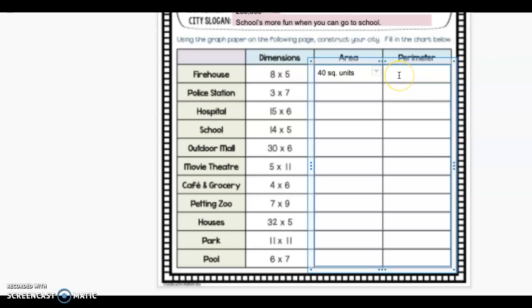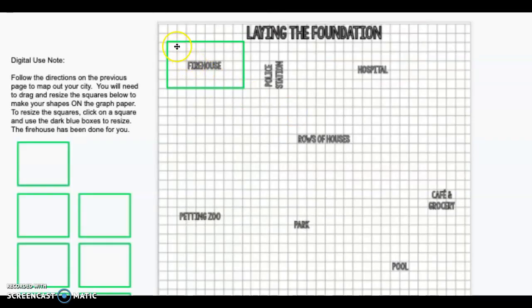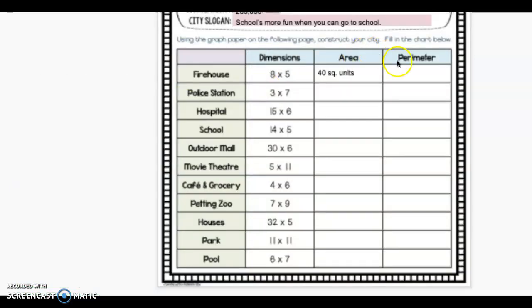So what is the perimeter? Well, let's go back down and take a look at that. I have 8 plus 5 plus 8 plus 5. So 8 plus 5 is 16. 16 plus 10 is 26. So in my chart, I will click here and I will write 26 units.